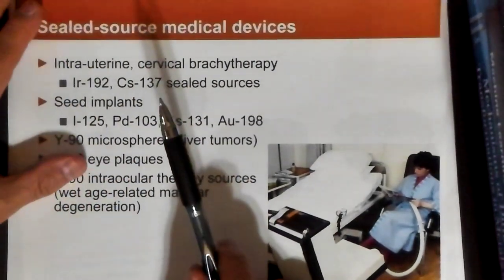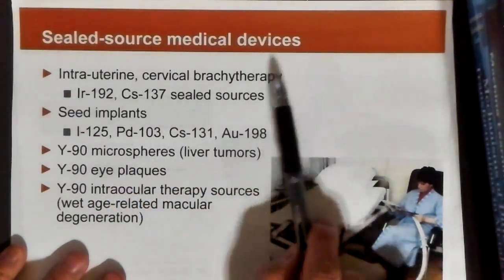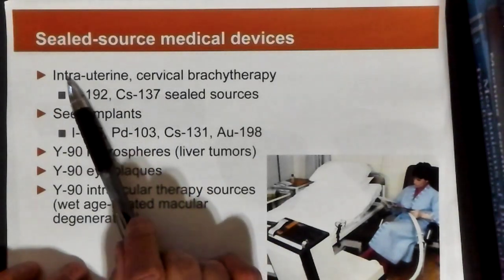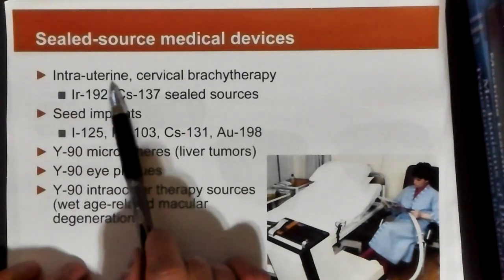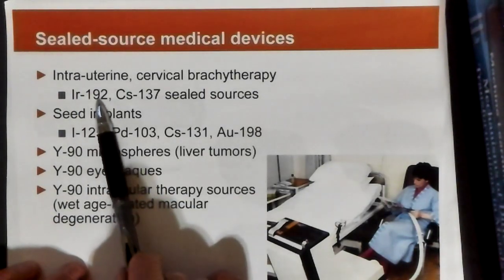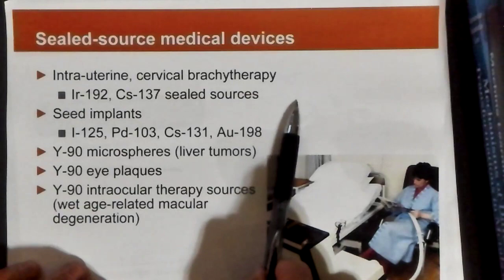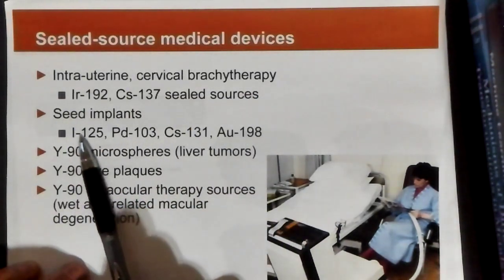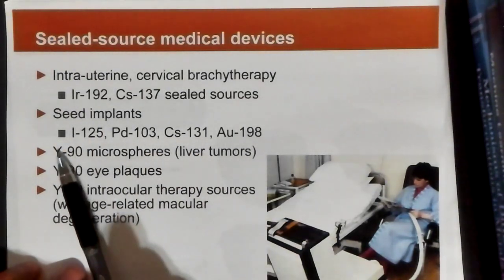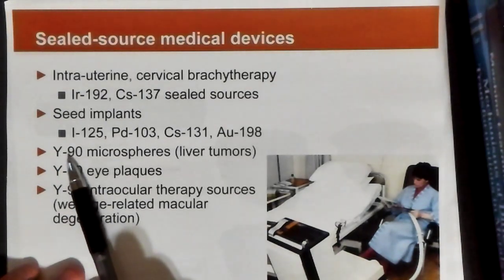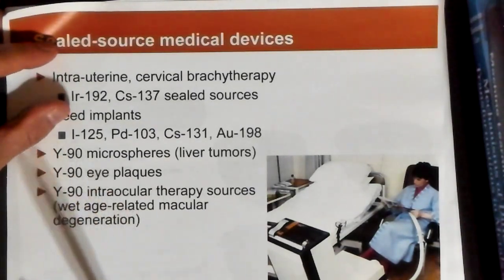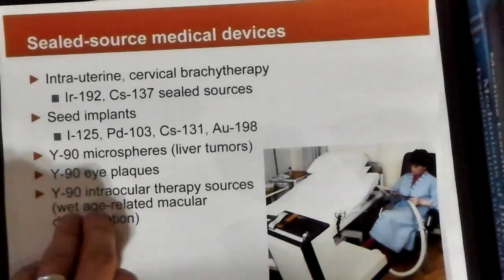And more now about the so-called sealed source medical devices, these little capsules. This is internal radiation therapy, or brachytherapy. So you can have, for uterine or cervical brachytherapy, iridium 192 and cesium 137 sealed sources. You can have implants of iodine 125, palladium 103, cesium 131, and gold 192. And you can have yttrium 90 microspheres implanted into the eye for macular degeneration.